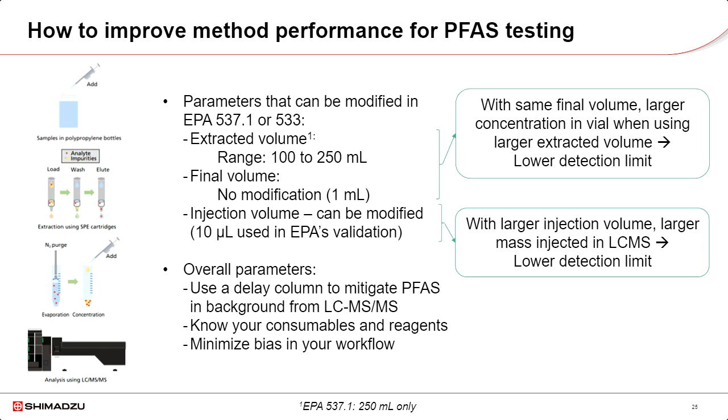A parameter that can be modified is the injection volume. The methods that EPA publishes use 10 microliters. In the work I showed today, we use 2 microliters for the injection, and we achieved instrument detection limits that were sufficient to meet the PQLs. But if we wanted to improve the sensitivity and lower the detection limits, we could still increase the injection volume a few more microliters.